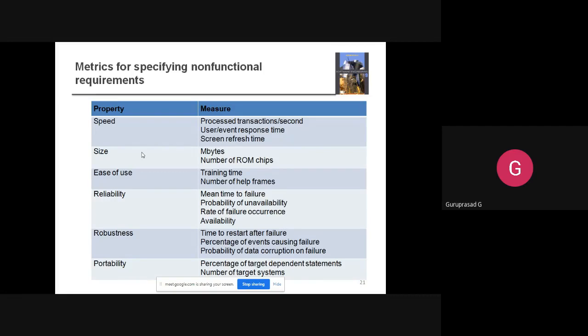Okay, training time. When I say usability, training has to be provided to the end users, because they are going to use the system. Okay, training has to be provided. Reliability. How to measure that?